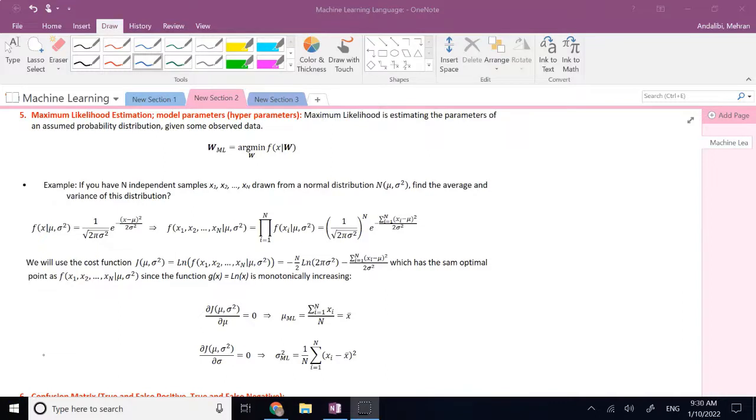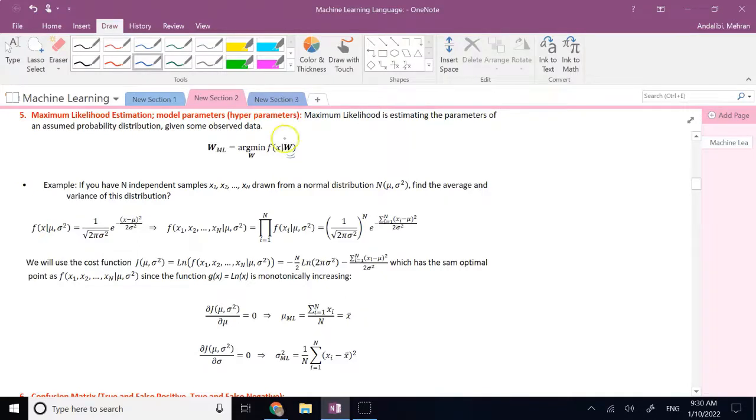Okay, now what is the maximum likelihood estimation and model parameters or hyperparameters? So this is based on the idea that I have a system, a model, and from this system's model, there can be so many observations that are obtained or acquired, right? I have a system with a model, and this model has some parameters like W.